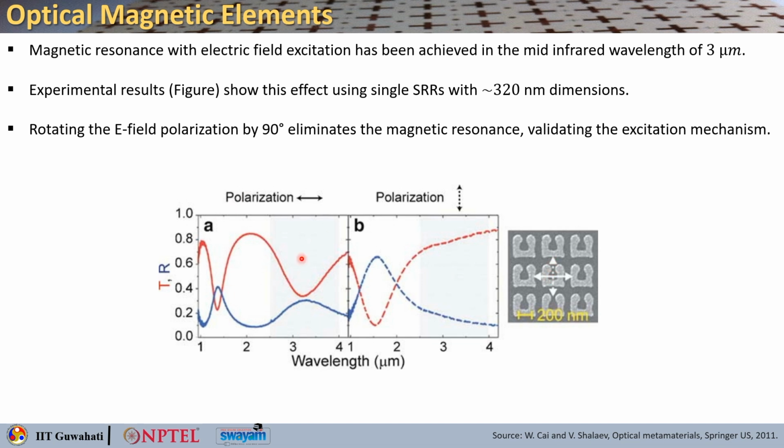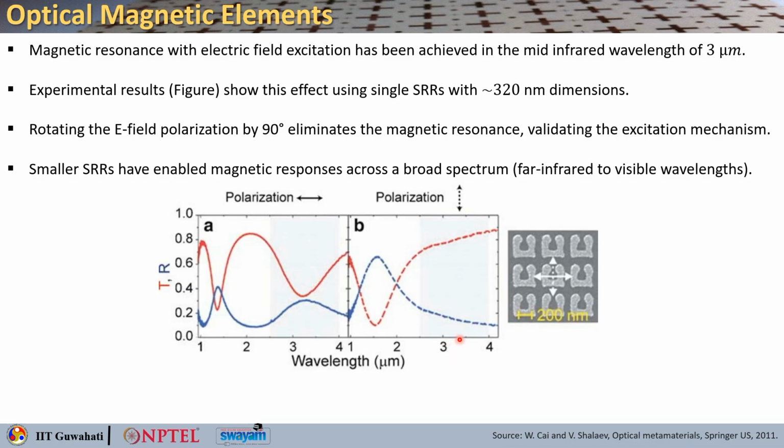Here you can see clearly that you have this magnetic resonance, but as soon as you change the polarization to 90 degree, you are basically now along this dotted direction, which is also shown here, and here you can clearly see that the magnetic resonance disappears completely, and that is in very good agreement with what we have just discussed analytically. Okay.